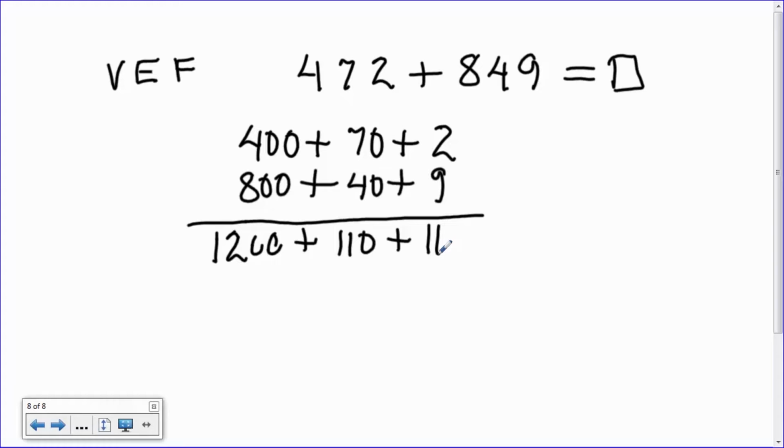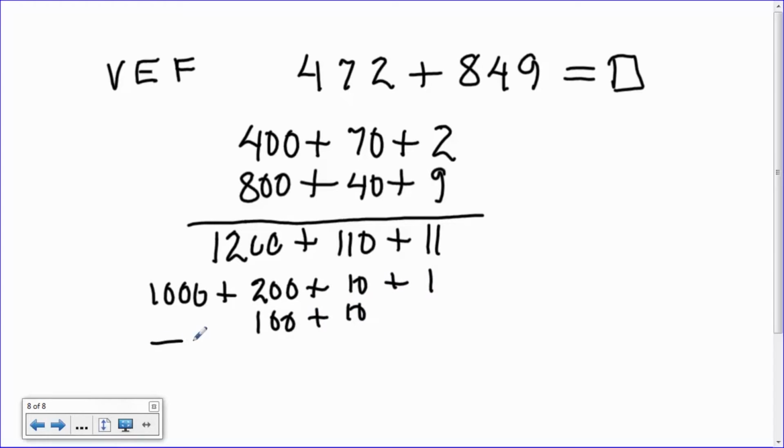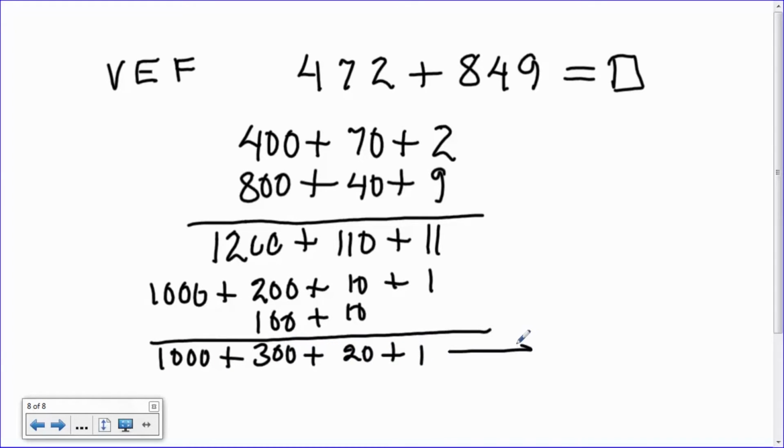Now it's just a matter of rewriting it, and I'm going to put this 1,000 of the 1,200 over into the thousands column. I'm going to leave 200 behind because it's 2 100s. And the 110, I'm going to leave 10 here, but I'm going to push 100 down into the hundreds column. And the 11, I'm going to leave 1 here and push 10 down into this column. Then I'll add those together to get a group of 1,000, a group of 300, a group of 20, and a group of 1. And in standard form, that will be 1,321. And this strategy is called value expanded form.